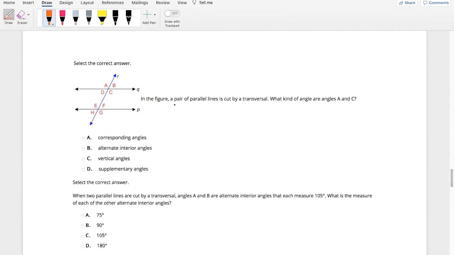This one in the figure, a pair of parallel lines cut by a transversal. What kind of angle are A and C? So here's A and C. Well, those two, are those directly across from each other? We would say that those are vertical angles.